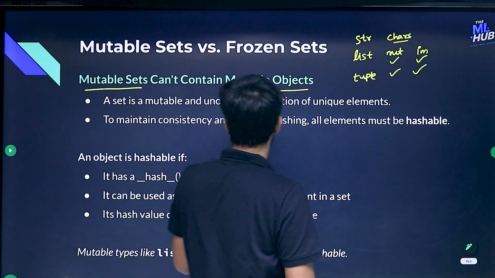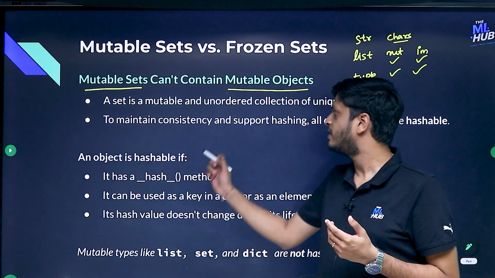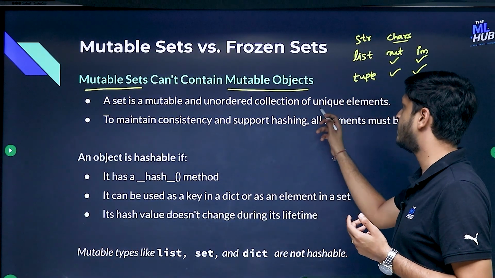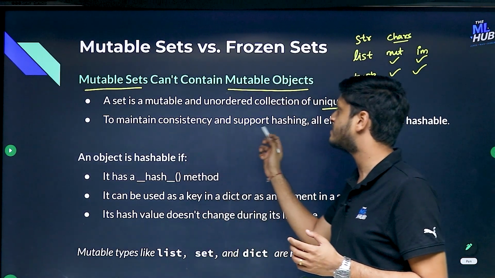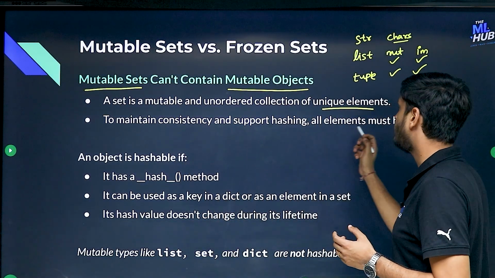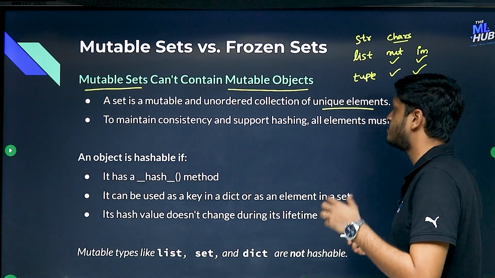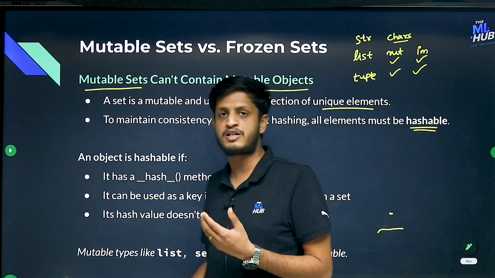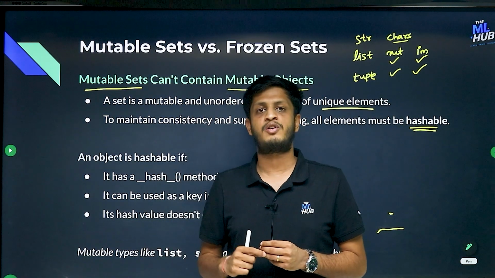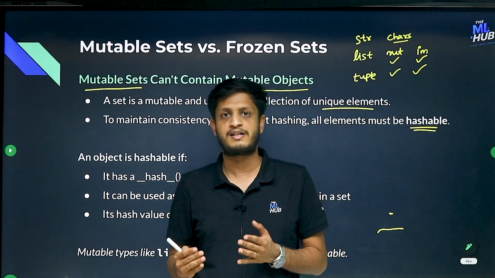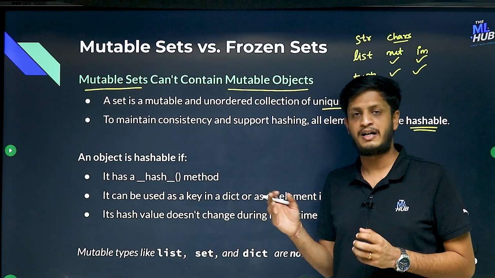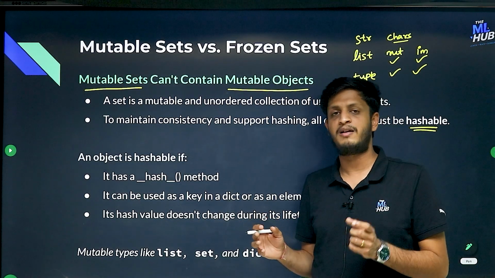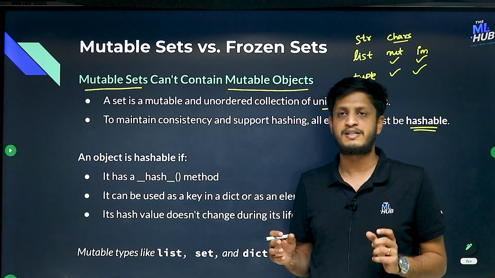So a set is a mutable object itself and an unordered collection of unique elements, only unique elements. To maintain consistency and support hashing, all elements must be hashable, because we must have hashing. Only because of hashing can we find or remove elements very fast in a set. And to maintain hashing and consistency, only hashable elements, or immutable objects, are allowed inside a set.